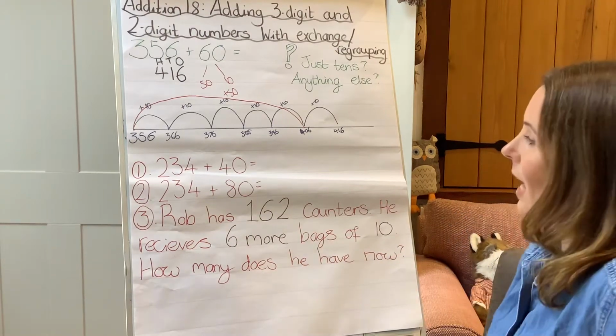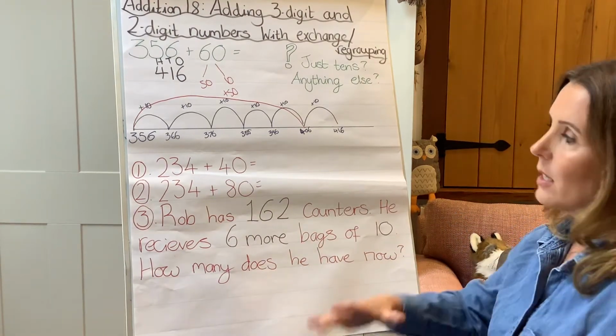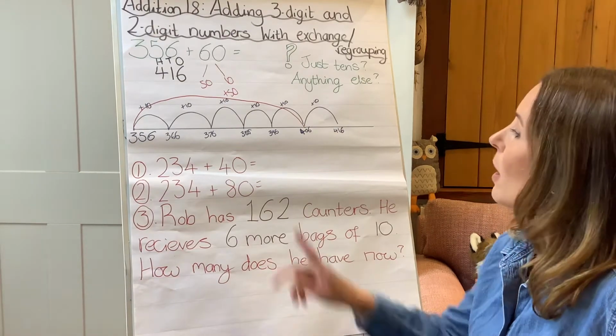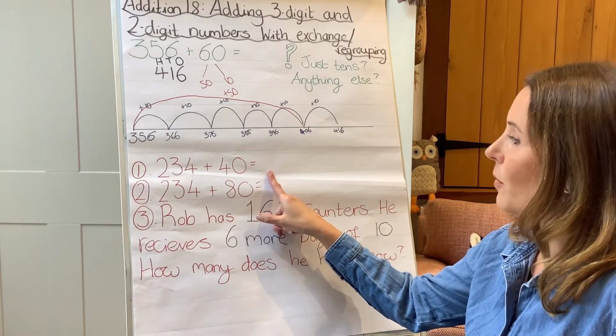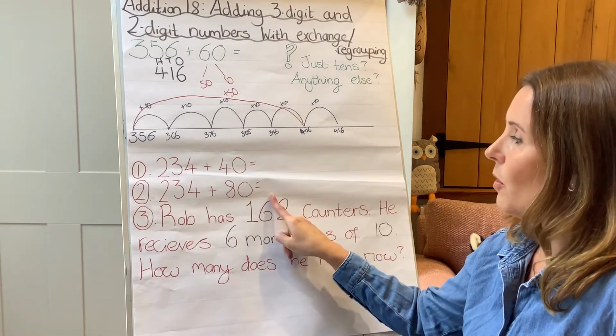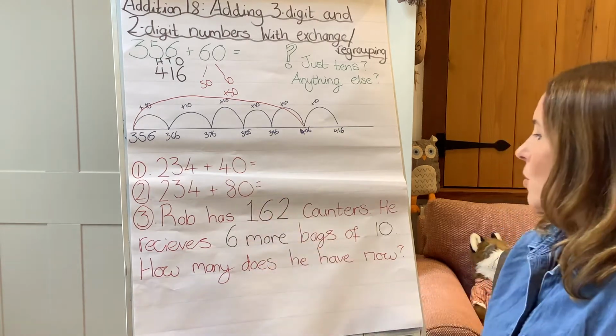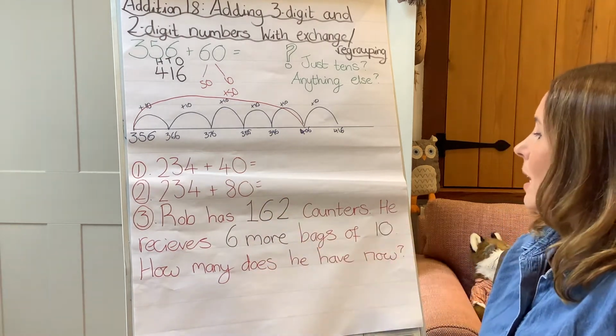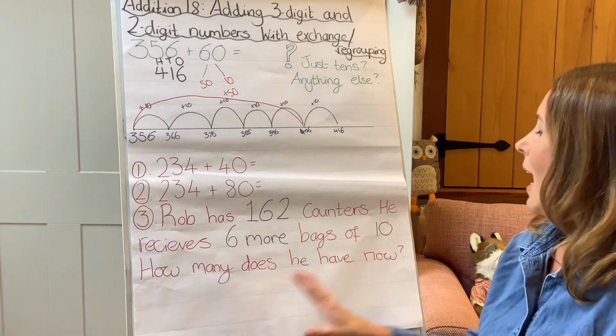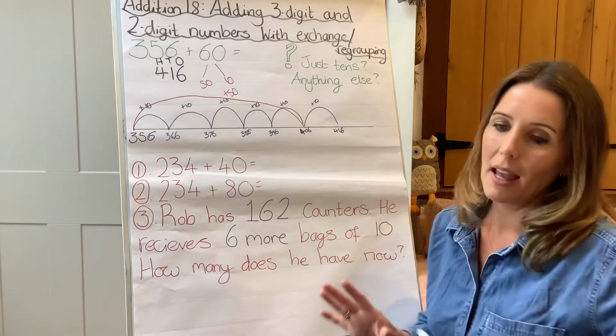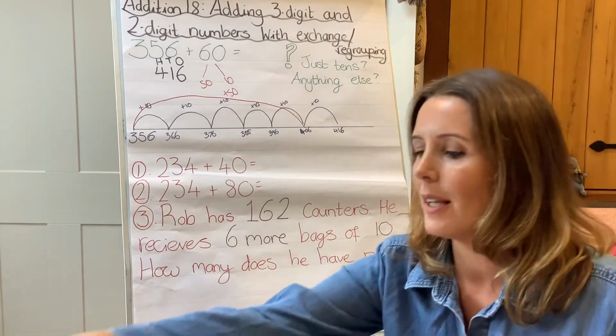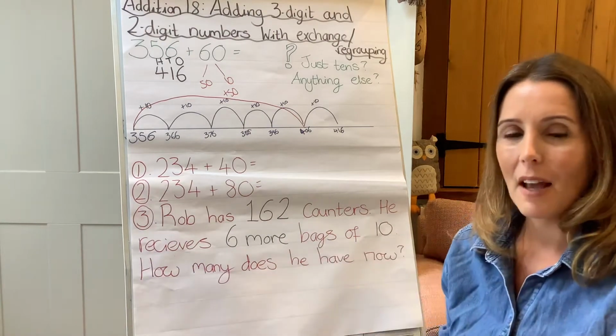Okay, what I want you to do now is have a go at these 3 questions. So use your base 10, use your place value counters. Can you do any of them mentally? So 234 add 40, 234 add 80. Rob has 162 counters. He receives 6 more bags of 10. How many does he have now? Okay, have a go at those. So pause the clip and have a go at those ones.